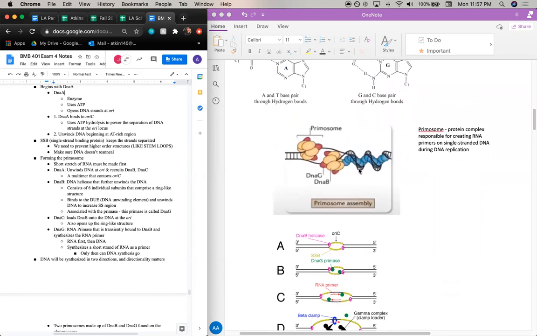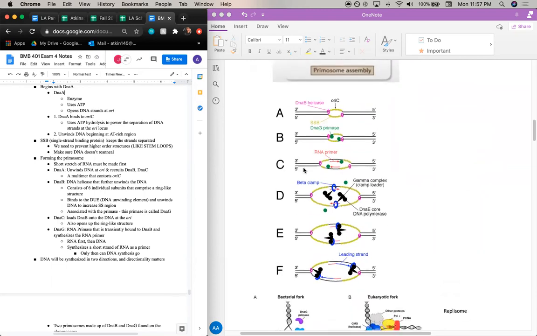Okay, so in order to do this, first we need to make a short stretch of RNA. So DNA A is going to unwind the DNA, just like we talked about, at the origin of replication, and it's going to recruit 2 proteins called DNA B and DNA C. And I kind of like this picture. It's kind of simple. We don't really talk about DNA E, so don't worry about that. But you can see DNA B coming in here.